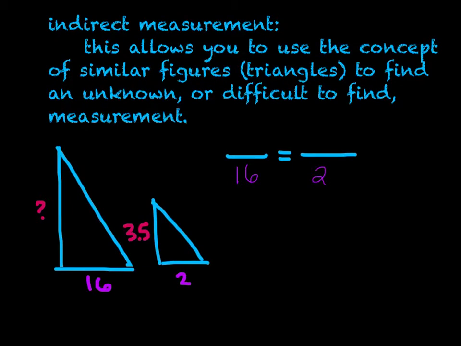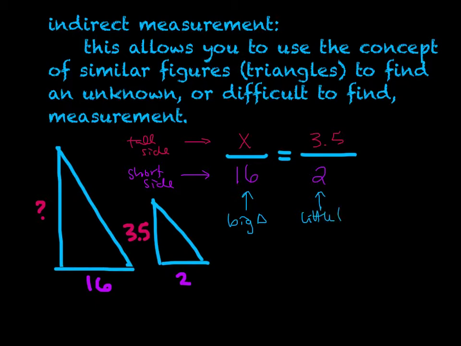If you notice, we have the short side being compared on one side, and then we don't know how tall the triangle is, but we know how tall the other triangle is, and it's 3.5. So now we have the tall side. As well, we can notice that we are looking at the big triangle and the little triangle. So we have created ourselves a proportion, and we know how to solve something like this. We've done this in the past.